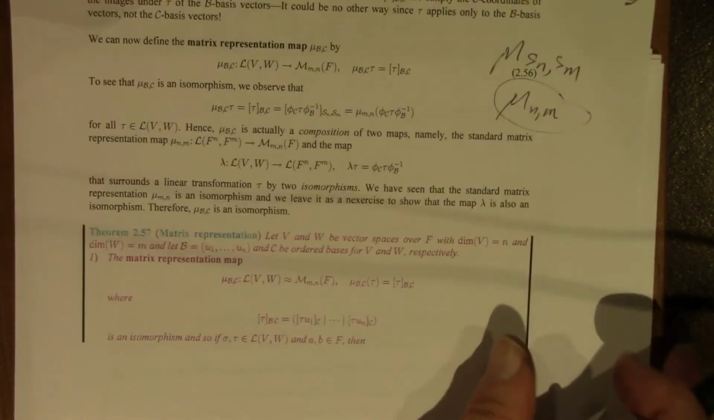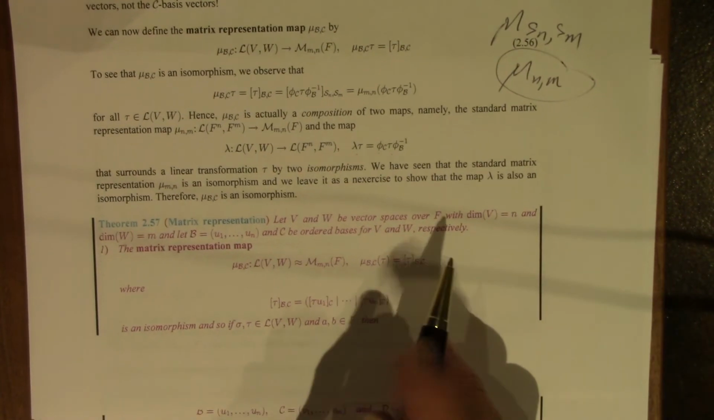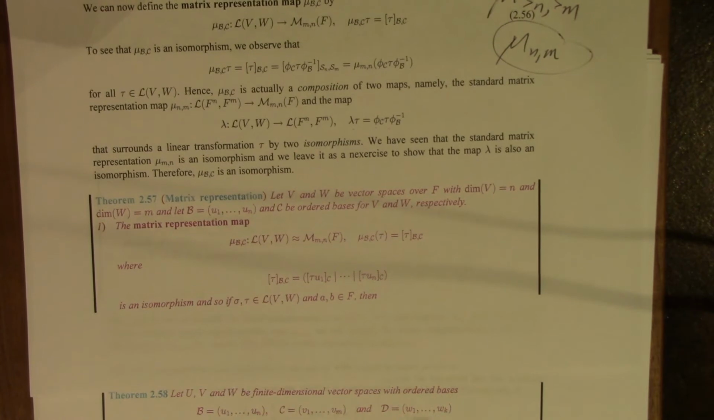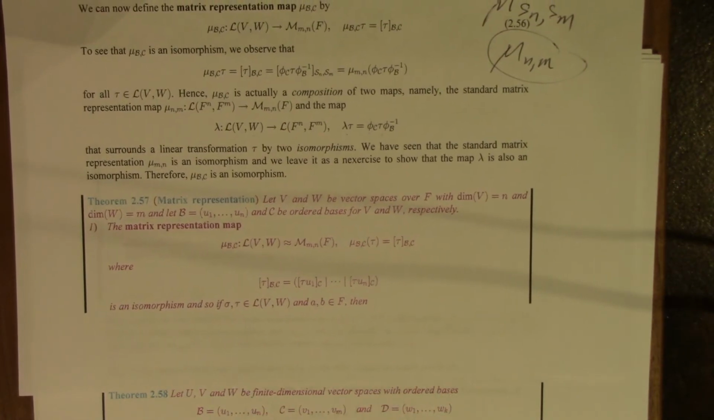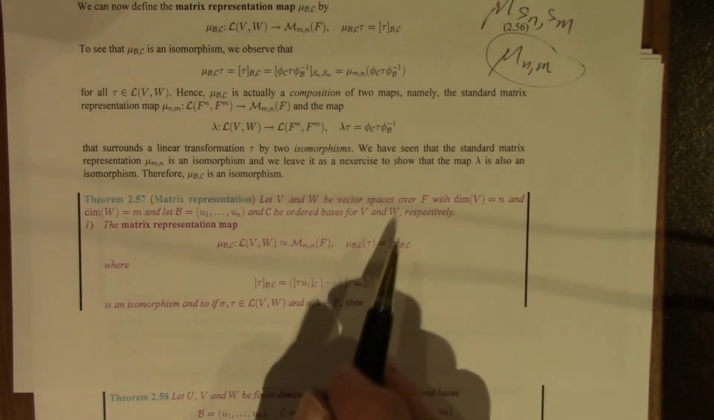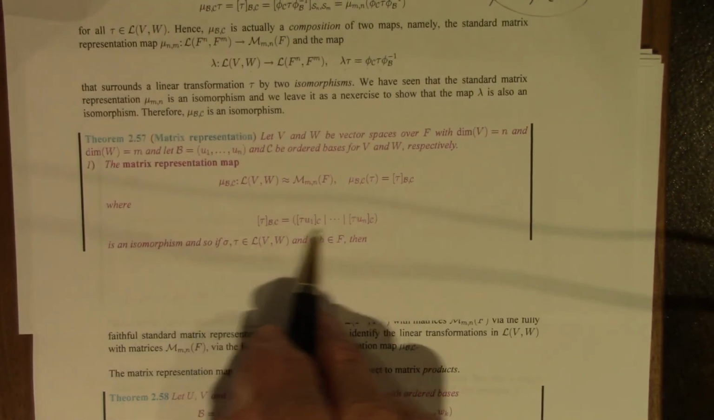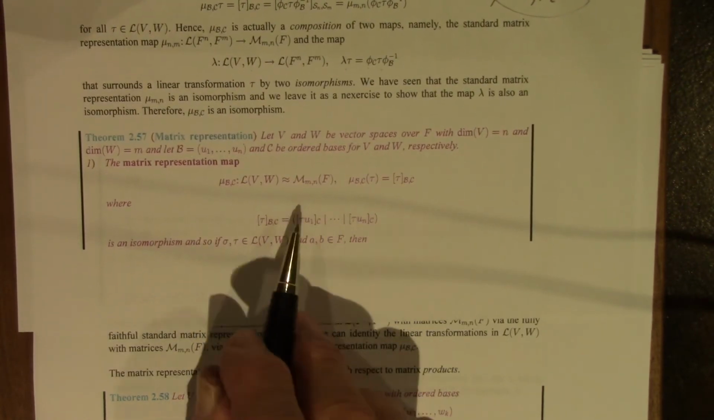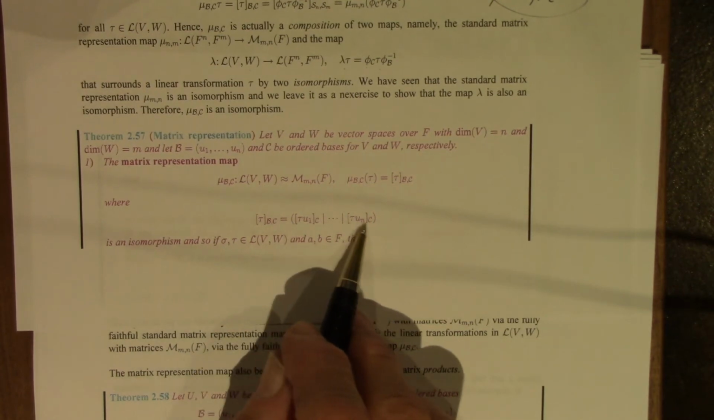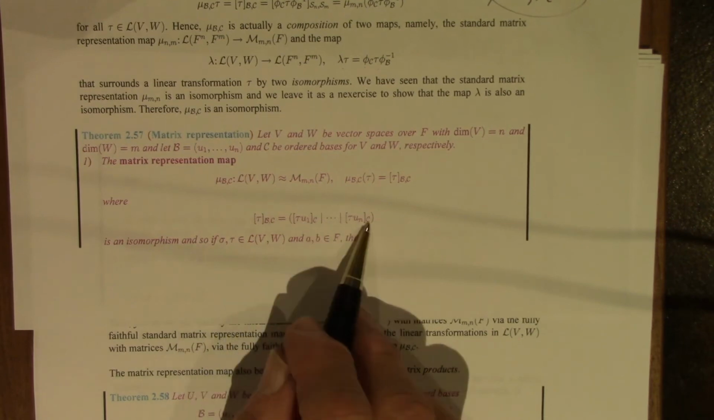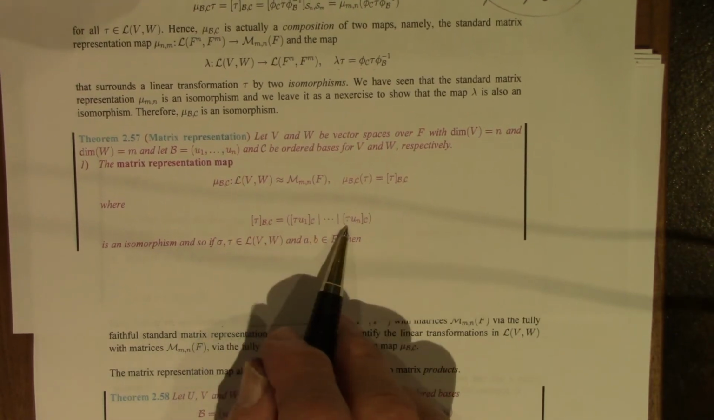So it's not quite multiplication by this. Tau is not quite multiplication by this. If we pass the coordinate systems, then it is multiplication by this matrix. And this is the formula for the matrix. Apply tau to the B vectors, and then take the C coordinates.